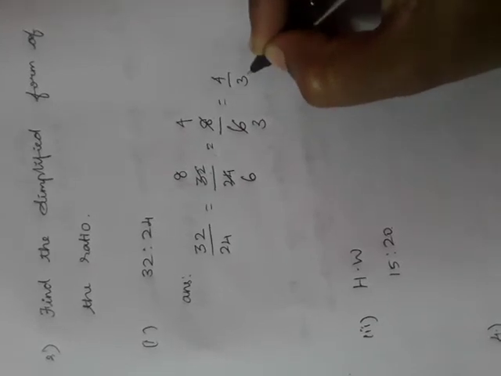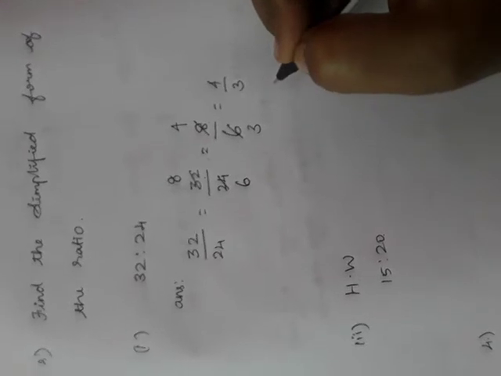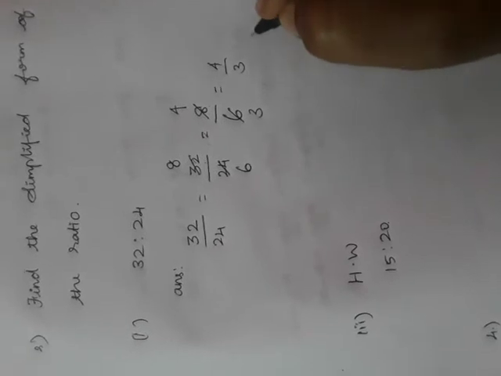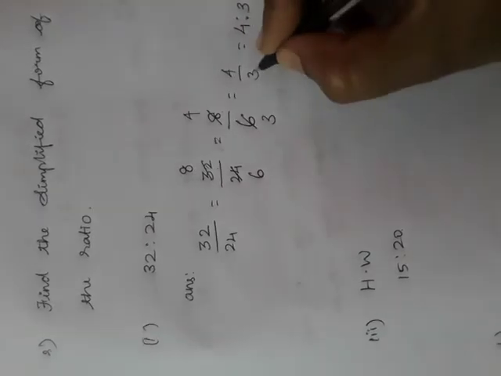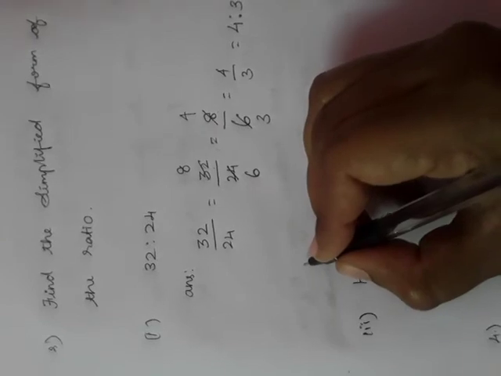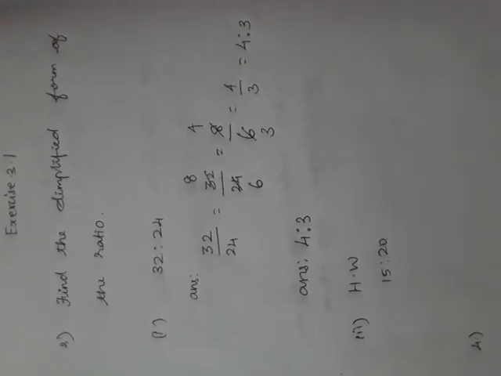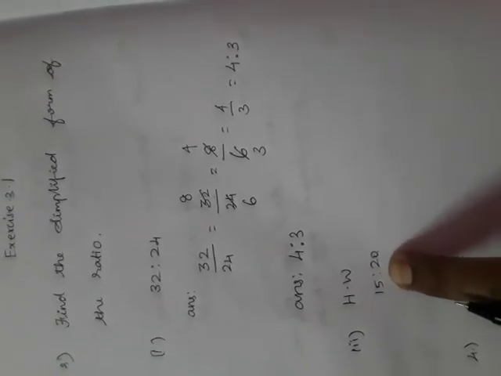Now 4 and 3. Do you have any common divisor for 4 and 3 except 1? No. Only in the 1 table will 4 and 3 come. In no other table will both numbers come. So the answer is 4:3. Ratio form we wrote in fraction form, and now we write it back in ratio form. So the final answer is 4:3. Very very easy, but you have to listen properly. Try this, you will get the answer easily. Very easy sums I have given. Just try it and do it.